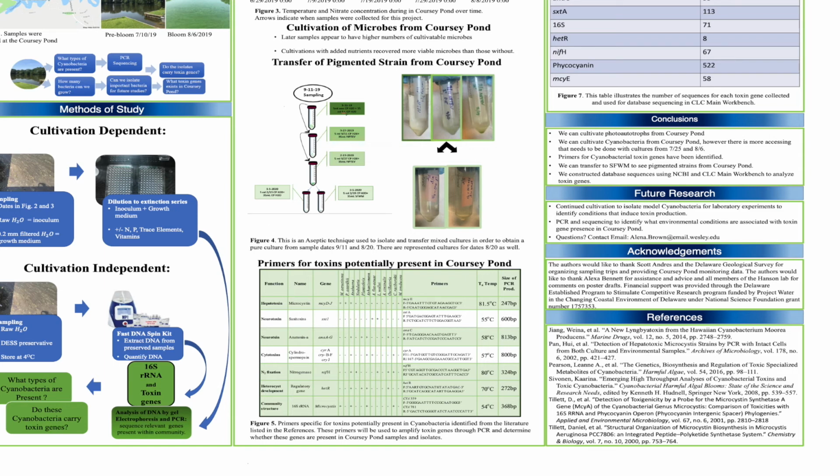And so this brings me to my future research. With this information, now I have the tools to address the questions that were asked in the introduction once we can get back to the lab. I will continue cultivation to isolate model cyanobacteria for laboratory experiments to identify the conditions that will induce toxin production. Also, I'll continue PCR and sequencing to identify what environmental conditions are associated with toxin gene presence in Corsi Pond. If you have any questions, please contact me via email.